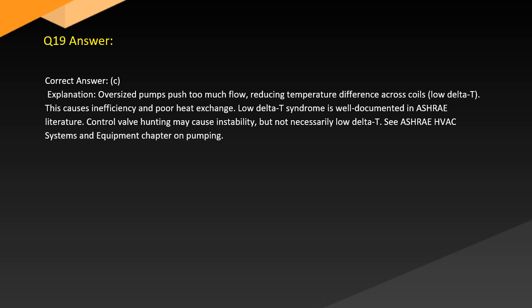Answer. Correct answer: C. Explanation. Oversized pumps push too much flow, reducing temperature difference across coils, low delta T. This causes inefficiency and poor heat exchange. Low delta T syndrome is well documented in HVAC literature. Control valve hunting may cause instability, but not necessarily low delta T. See the HVAC Systems and Equipment chapter on pumping.